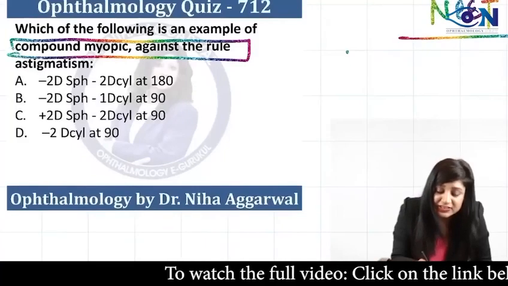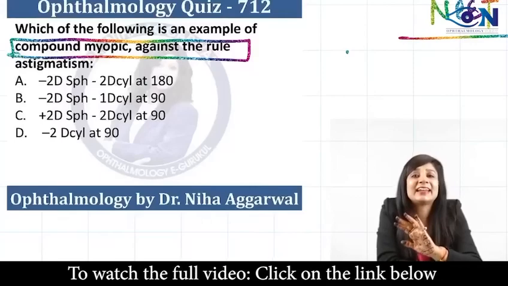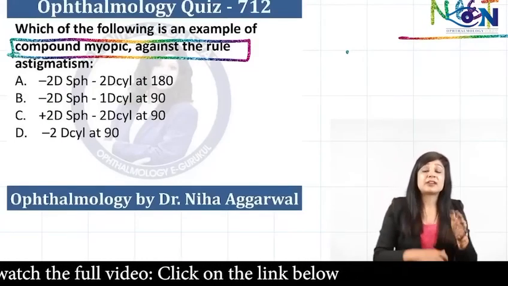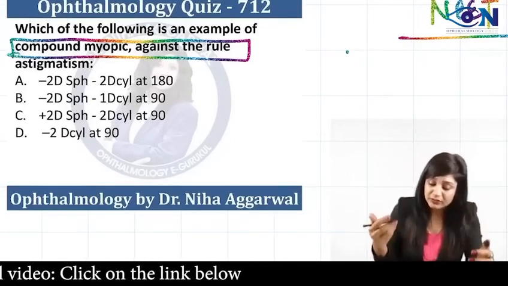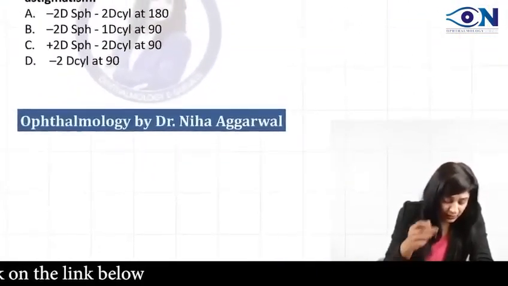अब सबसे पहली चीज that you have to do is that you don't have to tell it directly. इसमें jump नहीं करना है that this is compound myopic astigmatism. First we have to convert this into retinoscopic finding. तो how to convert this into retinoscopic finding वो देख लेते हैं. Let's see the option number 1.